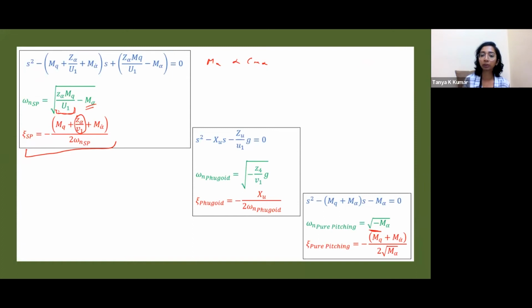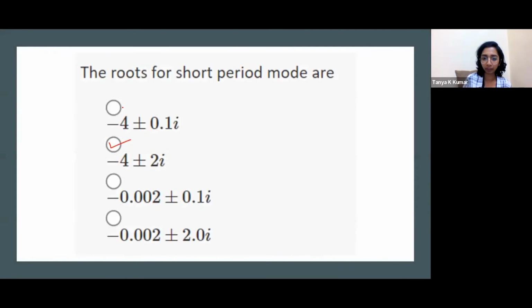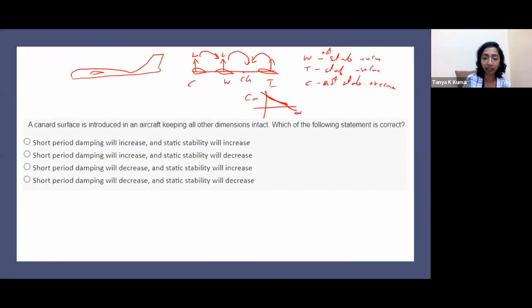Originally, suppose CM alpha was -10. When you introduce the canard, it becomes less negative, so it becomes maybe -5. These are just random values. I'm just telling you, this M alpha will change. This omega n, the natural frequency of the short period mode, comes into play even in the damping ratio. So you can find out how the canard will affect the damping ratio of the short period mode.